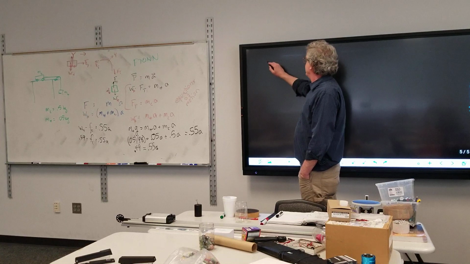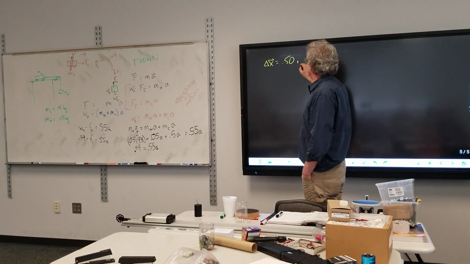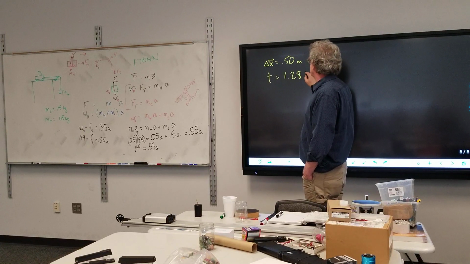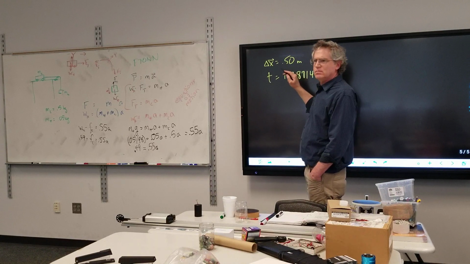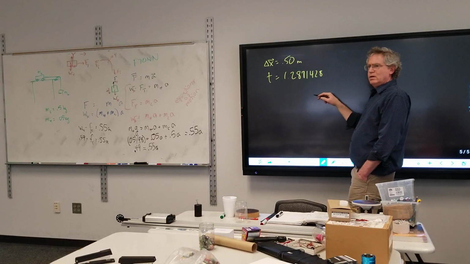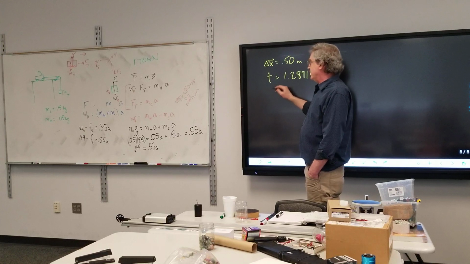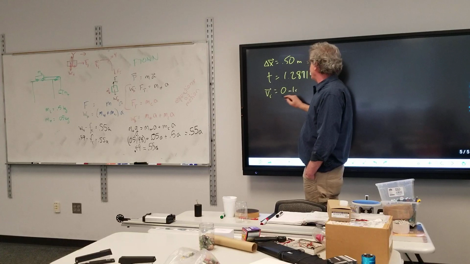All right, this time I know that the distance, or the displacement, is 0.50 meters. I know that the time is 1.2871428 seconds. I don't know the acceleration. I do know my initial velocity to be 0 meters per second.